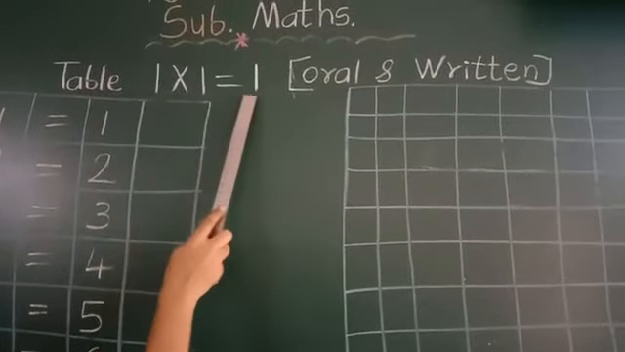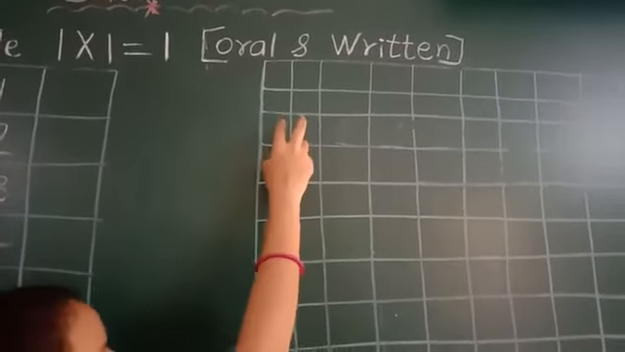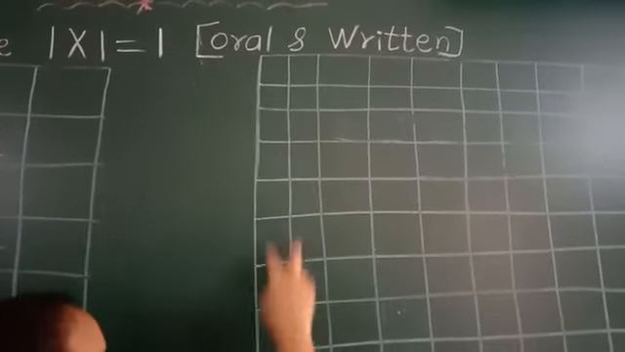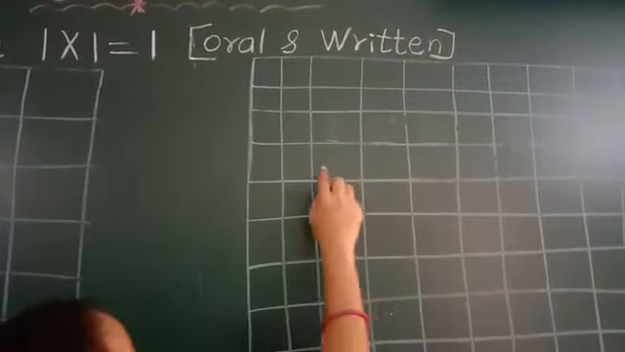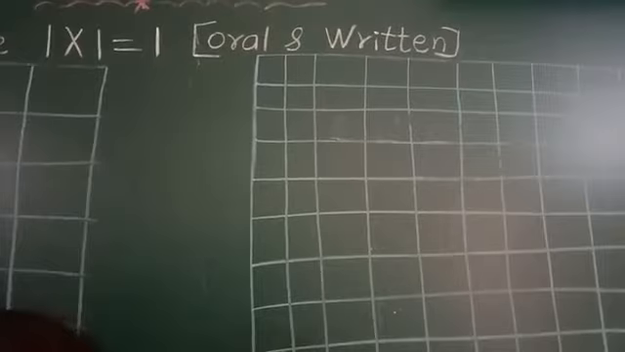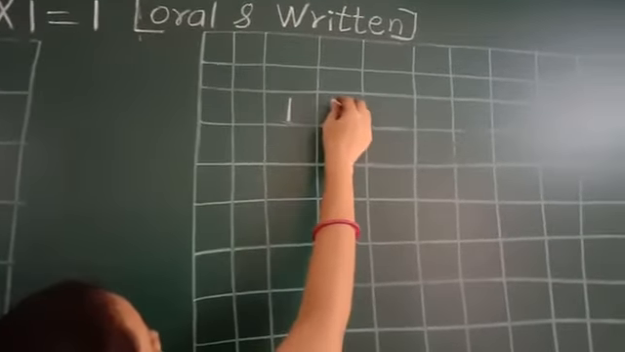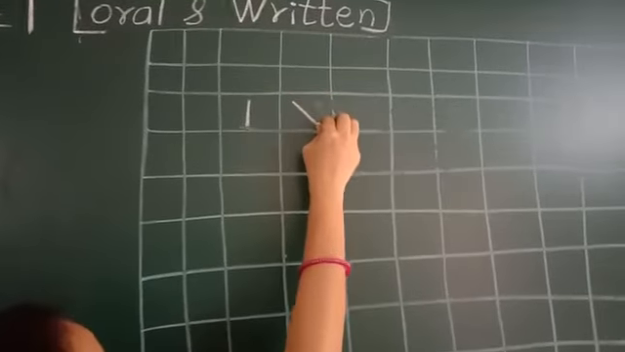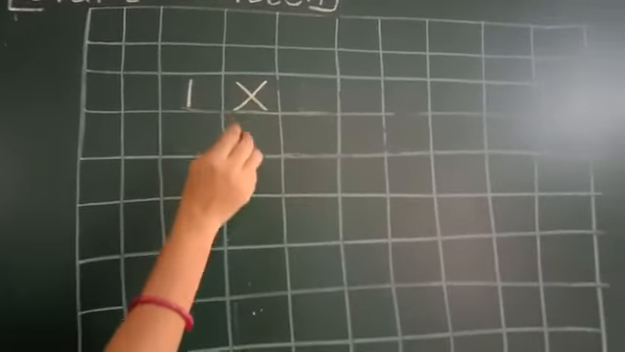Now the next topic is Table 1, written. Right? Take your notebook. Draw two standing lines and draw two sleeping lines and start from here. Write 1, multiply, cross line and the other cross line.